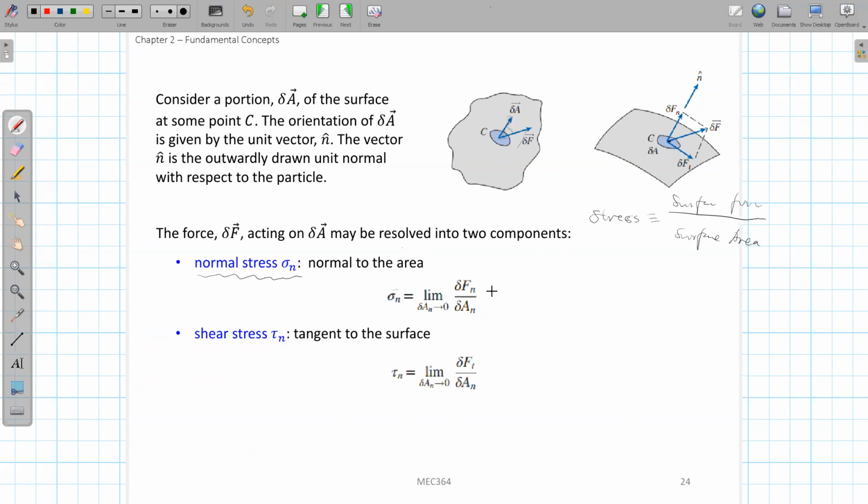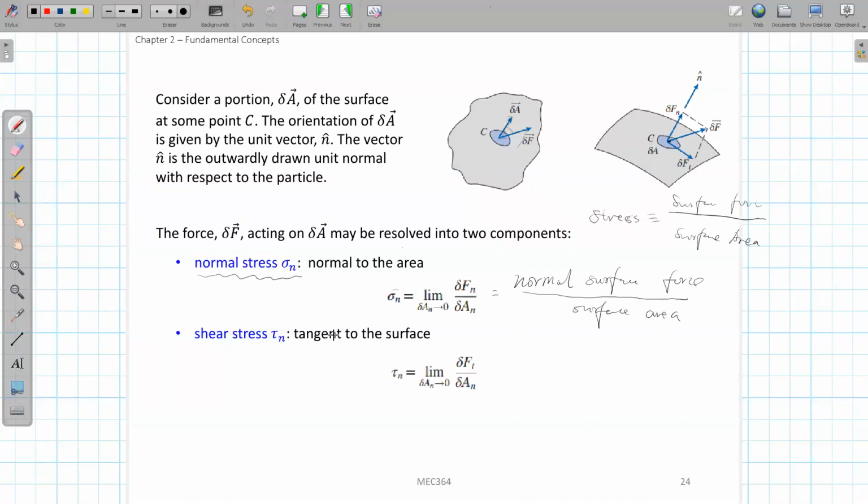Okay, so in another way, this sigma n, the normal stress, you can think of as just the normal surface force over the surface area, right?